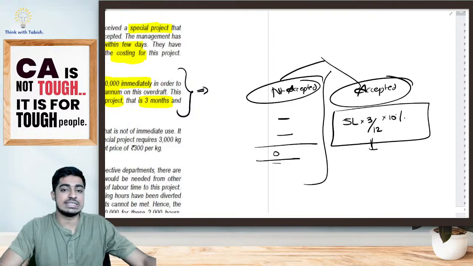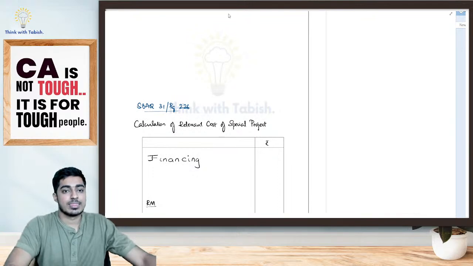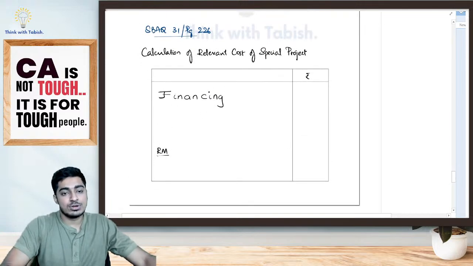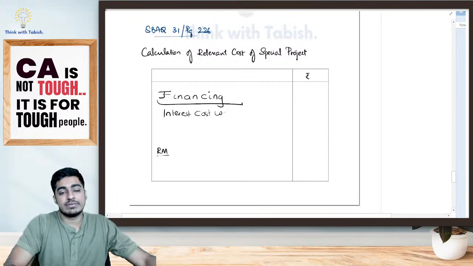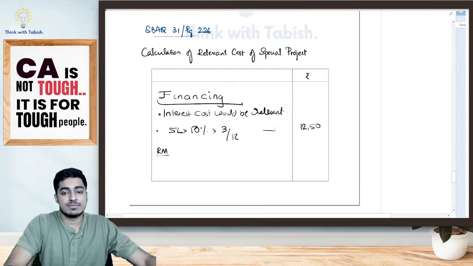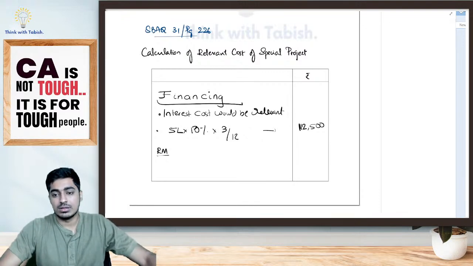Is it clear, students? Any doubts? The interest of 12,500 would be my cost. Financing I want, so the interest cost would be relevant. So how much is it? On 5 lakh, 10%, but 10% is per annum and I want it for 3 months. It is going to be 12,500 rupees.